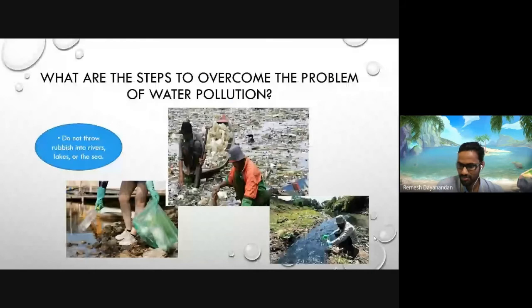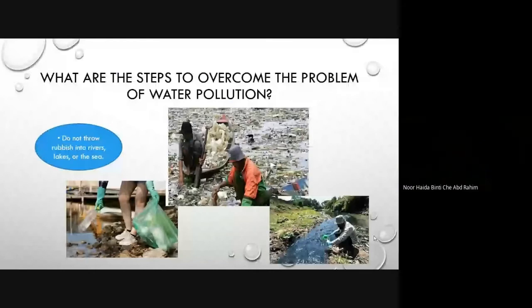I just want to check, Haida, what happened to your camera actually? My camera problem, sir. Next time, please let me know ahead before the class. Okay. Why did it suddenly go off? Suddenly it stopped working, is it? Suddenly, sir. Okay, no problem.